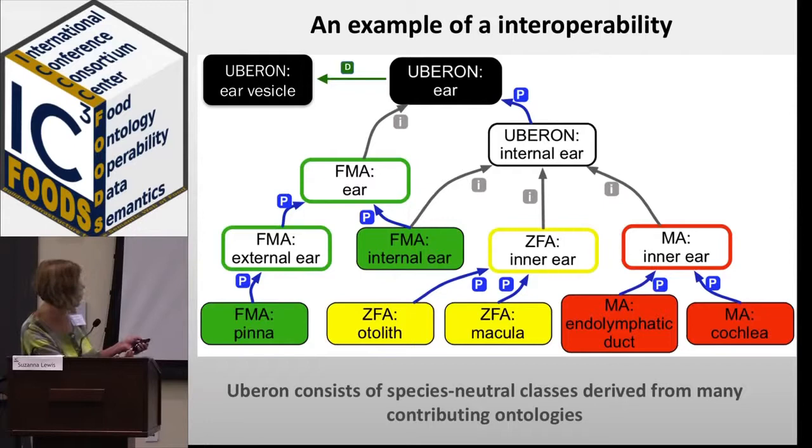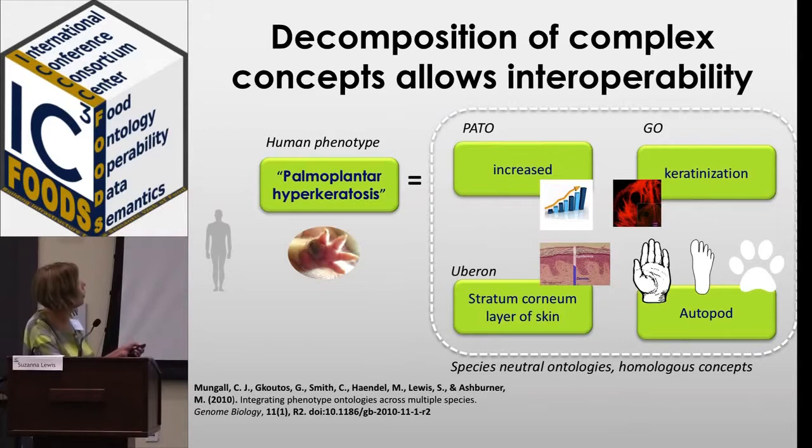This is, again, a compositional approach. From the clinical standpoint, palmoplantar hyperkeratosis, in the logical definition, is composed of a term from PATO, increased, a term from GO, keratinization, from Uberon, stratum corneum, layer of the skin, and autopod. Together, this defines the single term in the Human Phenotype Ontology. So for interoperability, a more compositional approach buys you a whole lot, both in terms of maintainability, but also being able to pull in from a wide variety of data sources, not just the one that you've built.